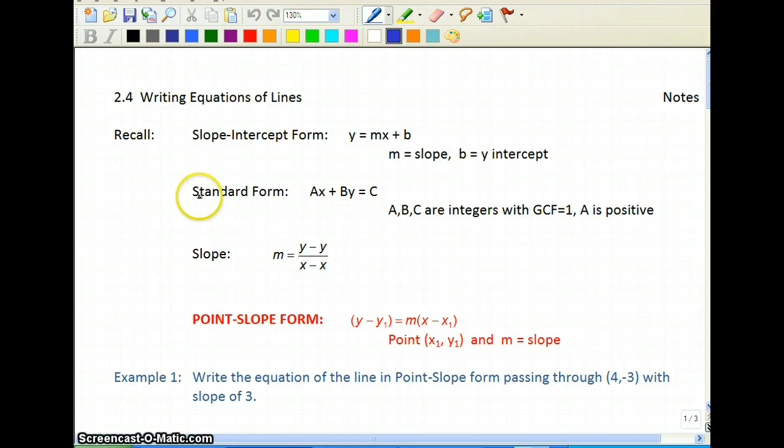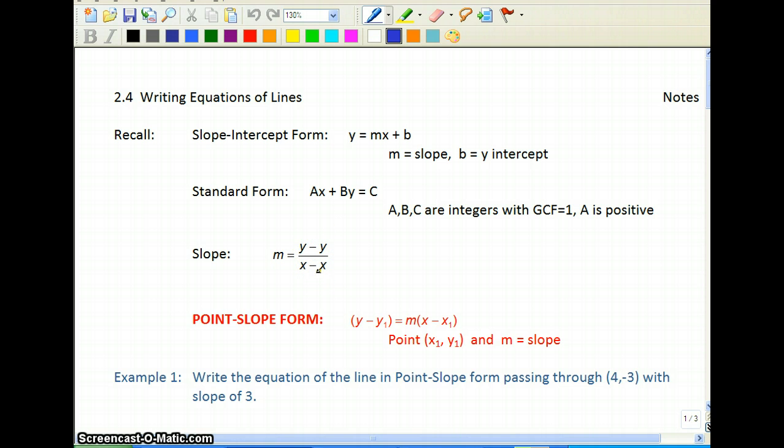We know the standard form of a line is ax plus by equals c, where a, b, and c are integers with the greatest common factor of 1. More easily said, they're not fractions and it's reduced. And the a is always positive. We know the slope formula, we subtract the y's and subtract the x's.